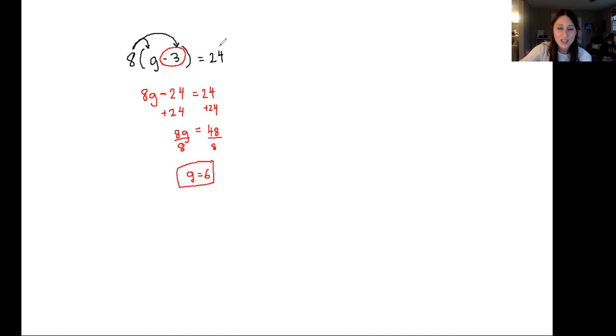So if I want to check this, I can plug g back in. 6 minus 3 is 3. 3 times 8 is 24. 24 equals 24. So check, that actually works. So you can check your work to make sure it's correct. All right, let's do number 2.